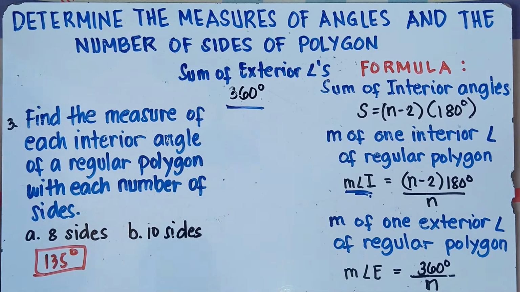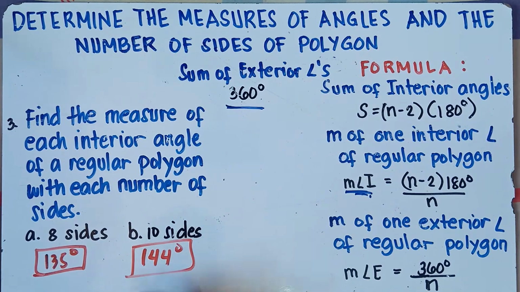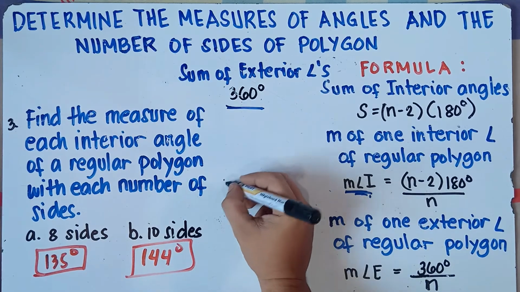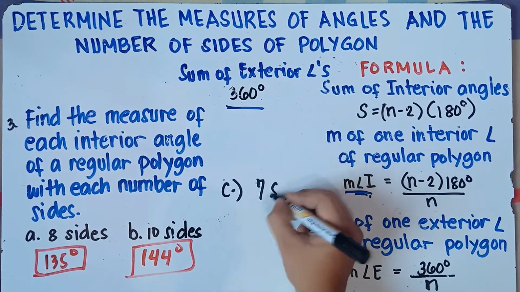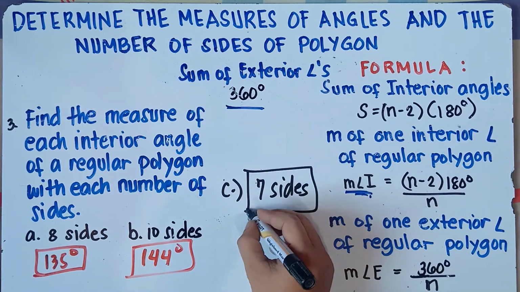That's it, class, for example number 3. Easy, right? So you try this one, class, and you put your answer in the comment section down below. What if the teacher were looking for the measure of each interior angle of a regular heptagon? So what if we have 7 sides?